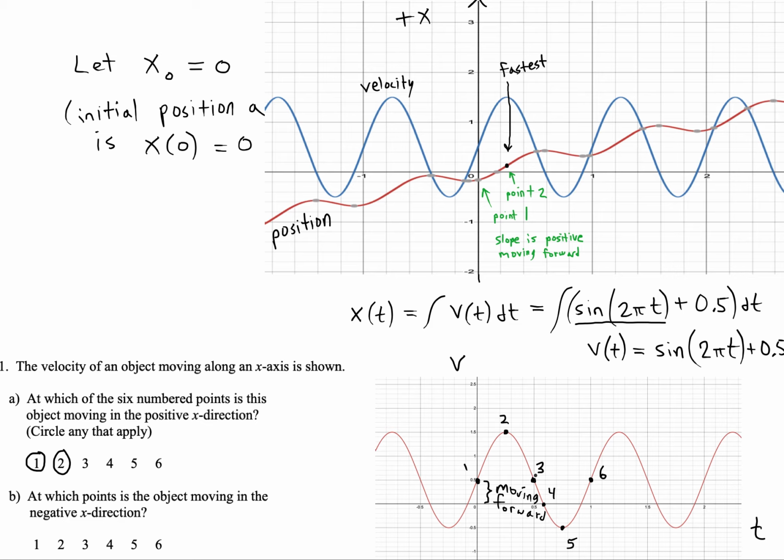Is it moving in the positive x direction at point 3? That would be right about here. I would say yes. So I would circle that. What about 4 though? We're talking about this point right here. Something special happens there.